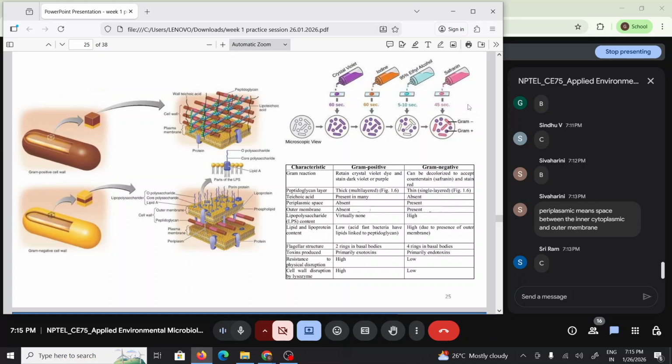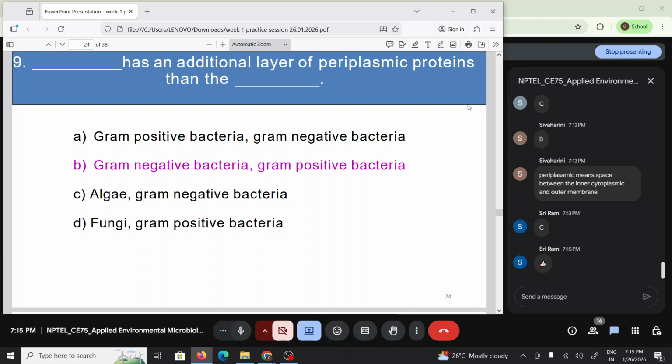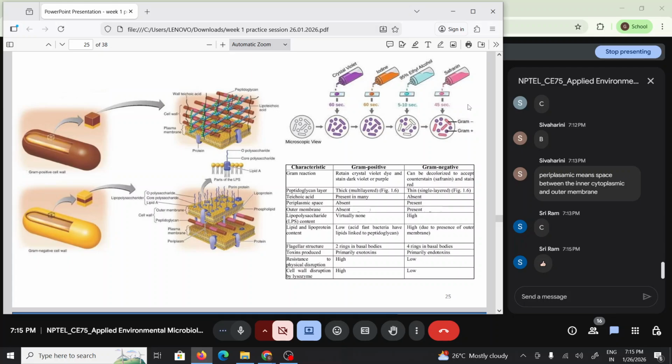In the case of gram positive, they lack an outer membrane. They still have a periplasmic space, which is a kind of inner wall, termed the inner wall zone. This is between the plasma membrane and the peptidoglycan layer, but compared to gram negative bacteria, it is very small and much less complex. So the question was about the periplasmic proteins. Gram negative has an additional layer of periplasmic proteins in comparison to gram positive bacteria.